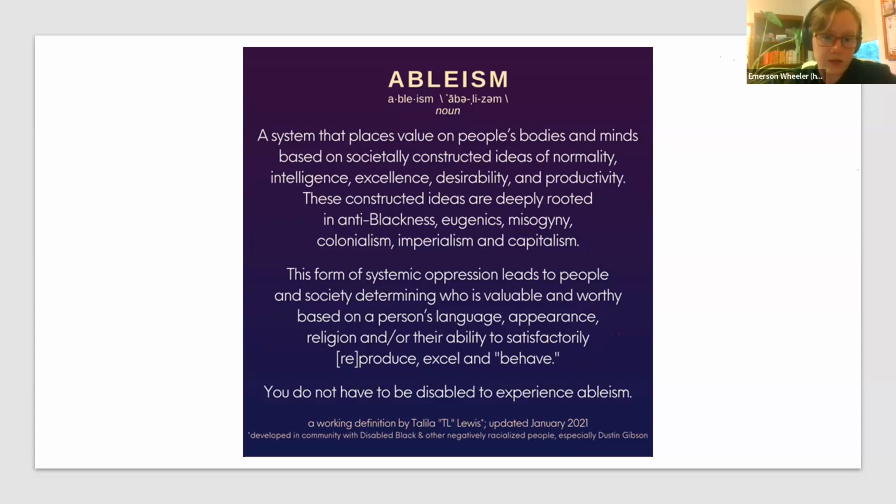These constructed ideas are deeply rooted in anti-Blackness, eugenics, misogyny, colonialism, imperialism, and capitalism. This form of systemic oppression leads to people and society determining who is valuable and worthy based on a person's language, appearance, religion, and/or their ability to satisfactorily reproduce, excel, and behave. You do not have to be disabled to experience ableism.